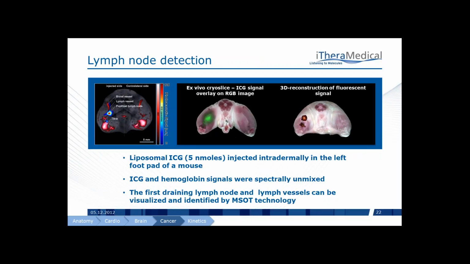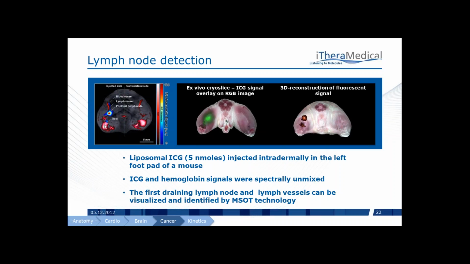Another example is to use ICG for lymph node detection. In this case, this is a non-tumor bearing mouse, but you could do similar experiments in tumor bearing mice. By injecting liposomal ICG intradermally in the footbed of a mouse, the ICG will go to the first draining lymph node. This is what we show here. We're imaging the leg of an animal, and only one side of the animal gets injected with liposomal ICG, only 5 nanomoles intradermally. Immediately this ICG will go to the first draining lymph node, in this case the popliteal lymph node in the leg.